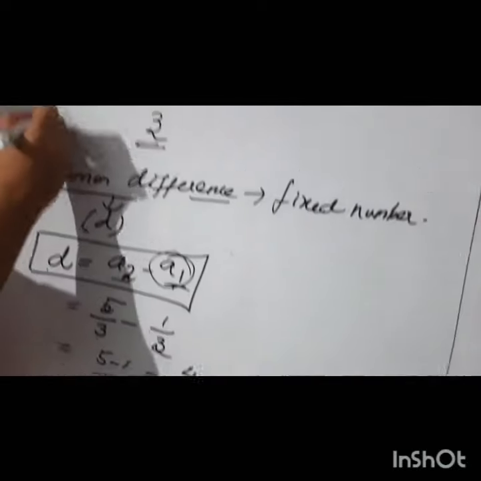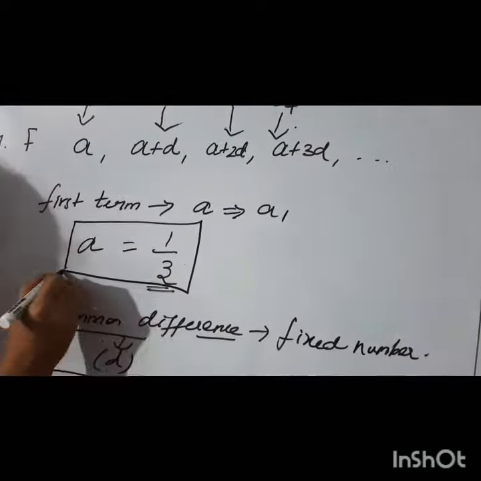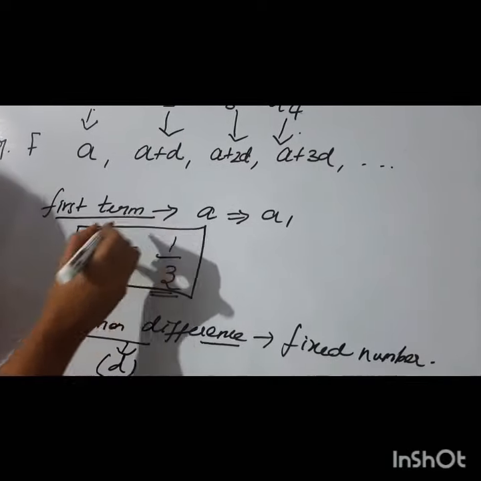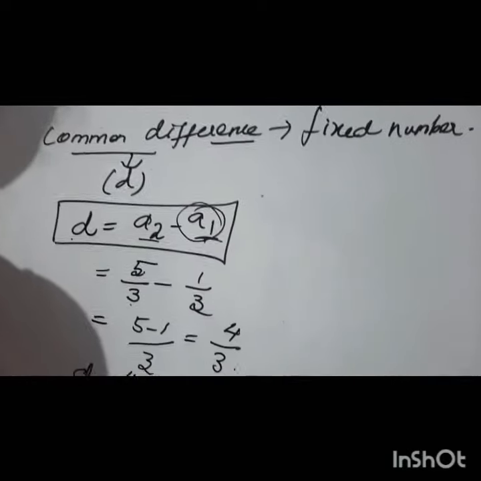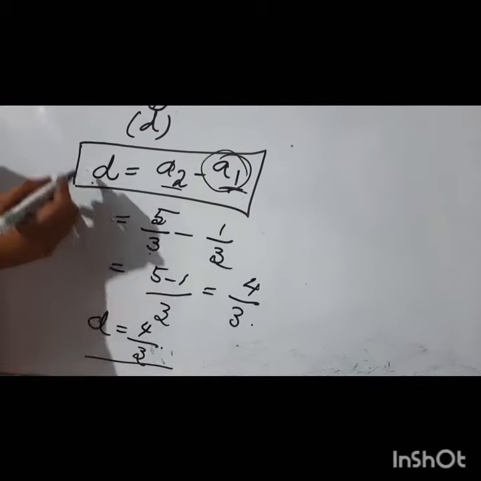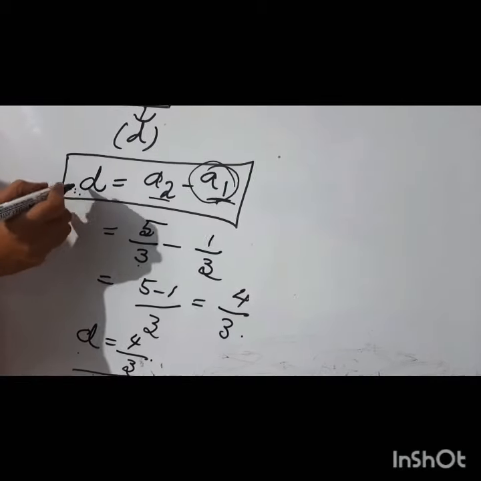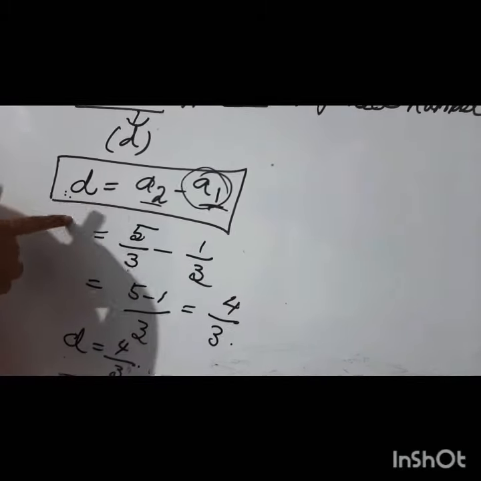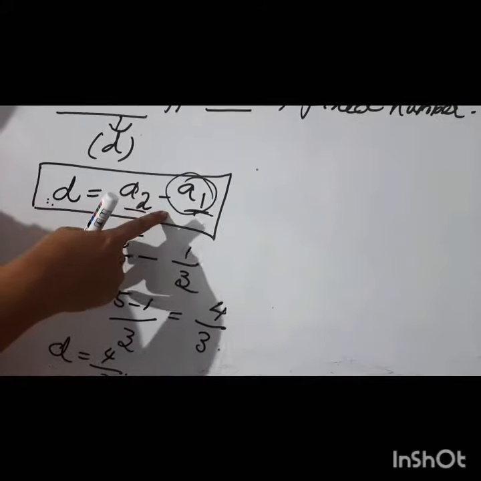What did they ask you to find out in the sum? They ask you to find out the value A, that is your first term, and they ask you to find out the common difference D. Here you learnt a new formula for finding the common difference D. Make a note of it. D is equal to A2 minus A1.